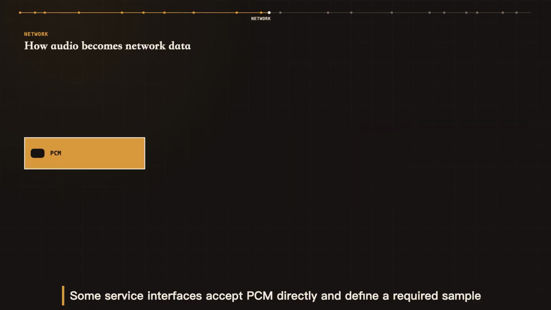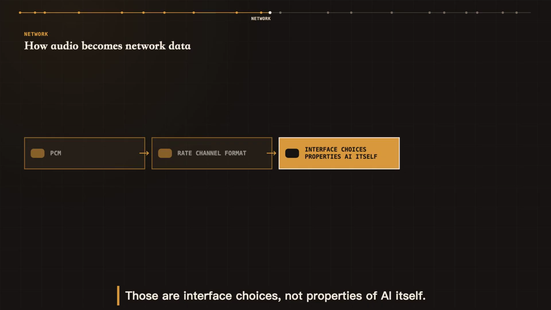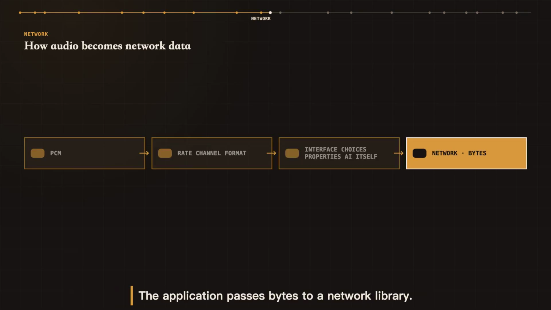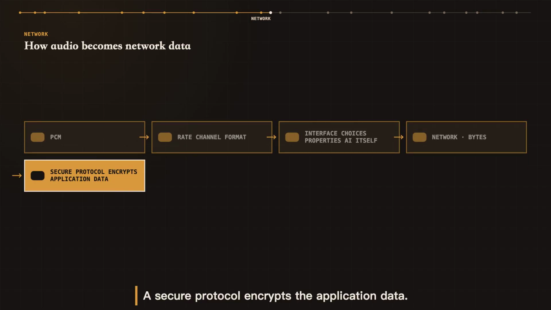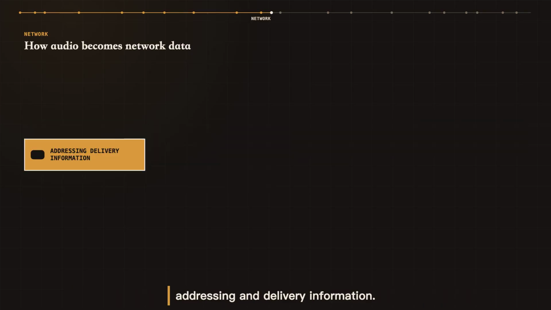Some service interfaces accept PCM directly and define a required sample rate and channel format. Those are interface choices, not properties of AI itself. The application passes bytes to a network library. A secure protocol encrypts the application data. Transport and network protocols divide the data into packets and attach addressing and delivery information.